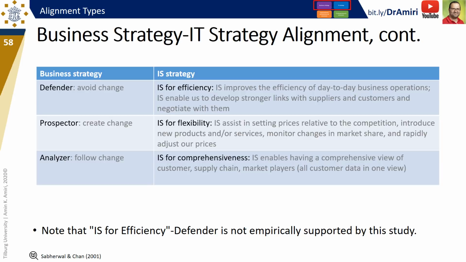As for prospectors who love changes and create changes by producing new products or going to new markets, the aligned IS strategy is IS for flexibility. That is, IS assists in setting prices, rapidly adjusting your price relative to the competitors, and introducing new products or services.